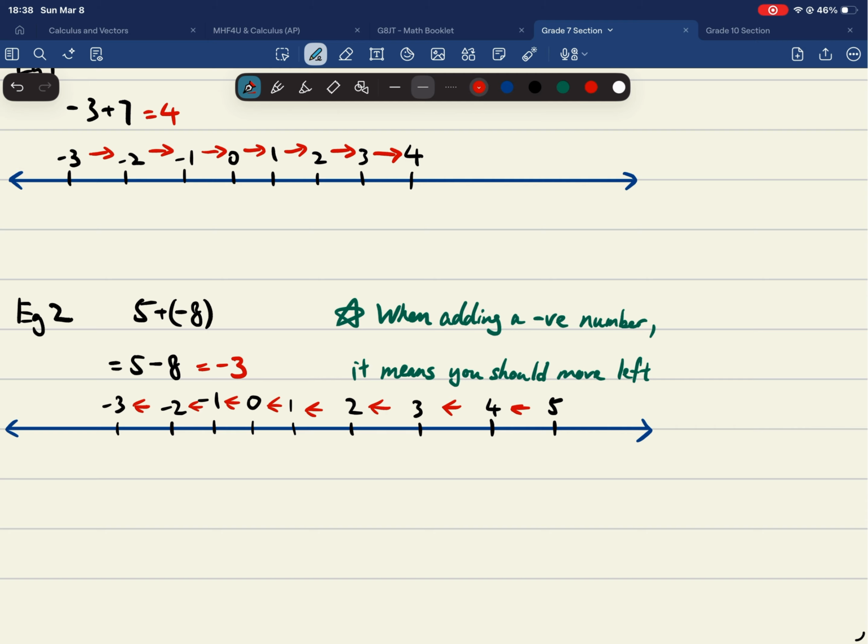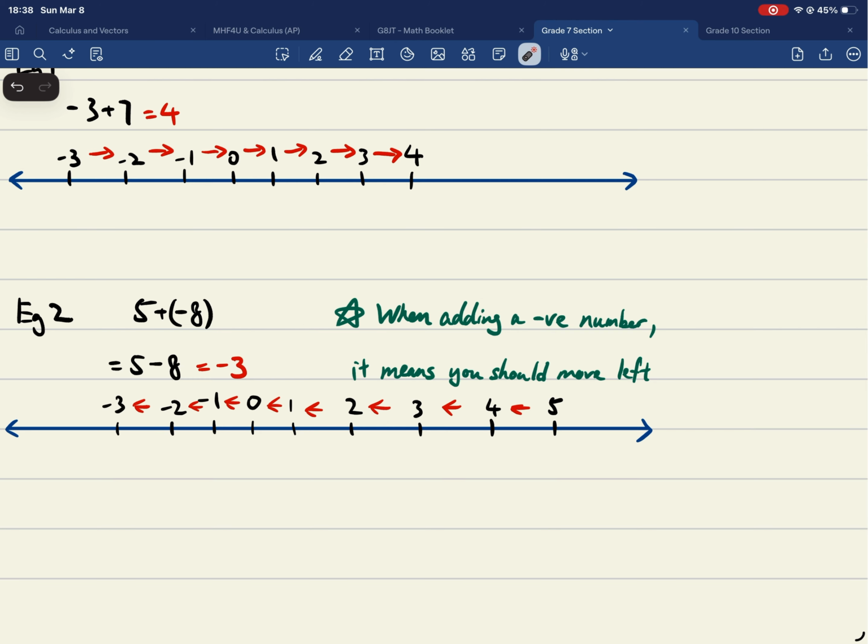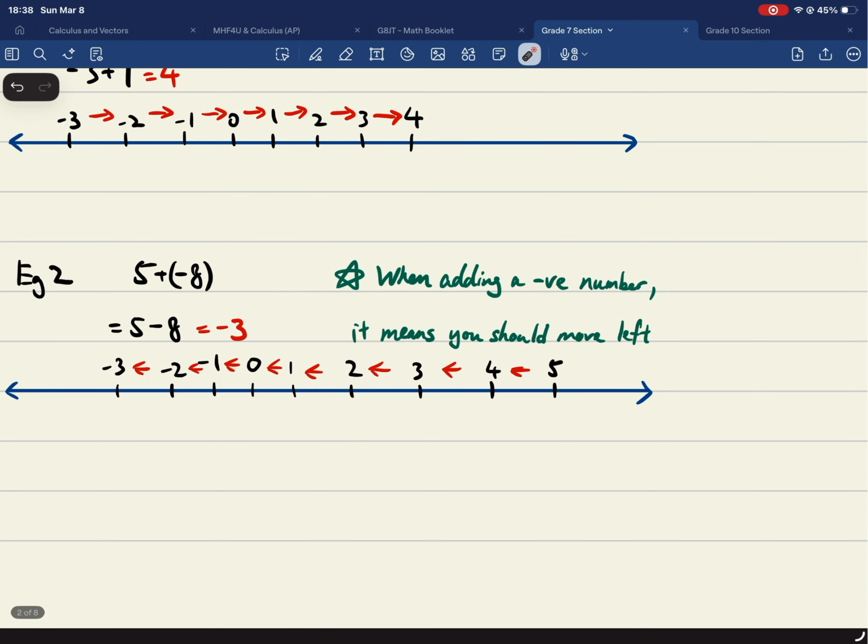If you want to do it algebraically, then you can write 5 plus negative bracket -8. This will equal 5 minus 8, because when you're adding a negative number, then your sign will be changed to negative. So if you see, if you're adding a negative number, then your sign will change to negative. And the answer will be -3.